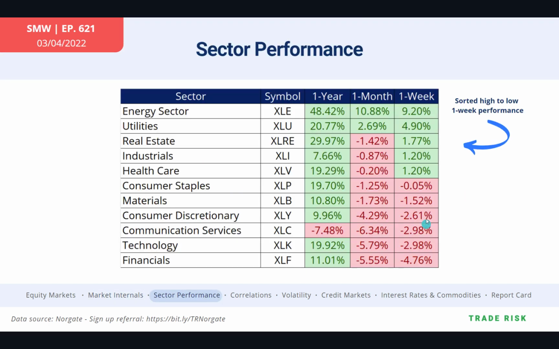Sector performance. So we really had two big standouts this week. Energy, 9.2% to the upside. That was a huge move. And then we also had utilities, almost 5% to the upside. That's also a huge move. This utilities, well, let's start from the top.